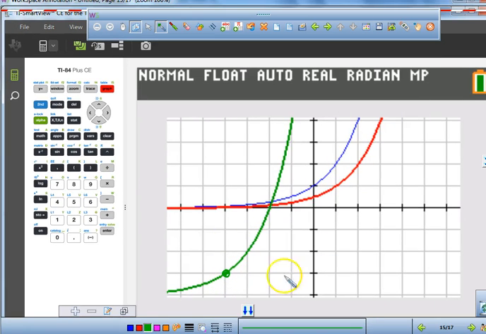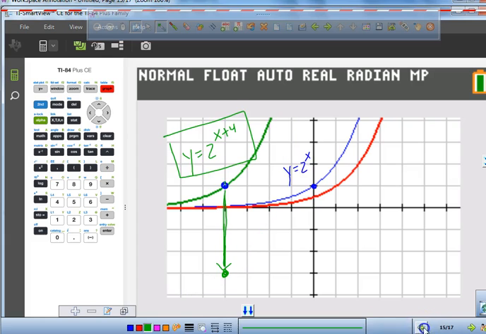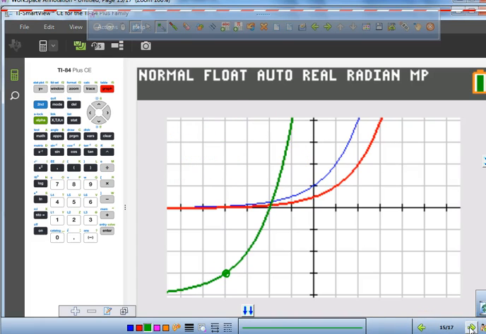Right there. Let me go back to the previous. Right? Goes from here to where? Here to there. Here to there. Hopefully you can see the pattern.